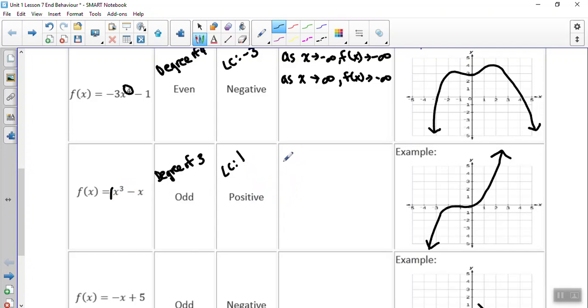So if I were to write this answer: as x approaches negative infinity, on the left side, you see all my x are negative here. What is my function doing? My f of x is going towards negative infinity. So that's how I write this. And then as x approaches positive infinity, my f of x is going to positive infinity.